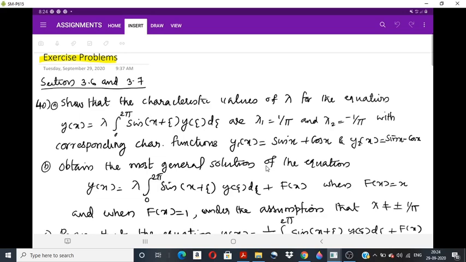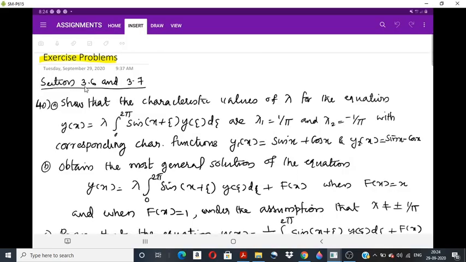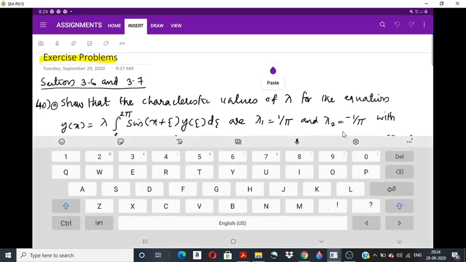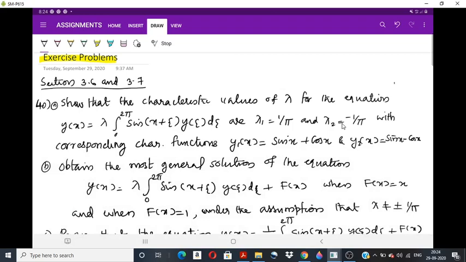The first case we have to solve is: show that the characteristic values of lambda for the equation y of x is equal to lambda integral 0 to 2 pi sine of x plus theta y theta d theta are lambda 1 equal to 1 by pi and lambda 2 equal to minus 1 by pi, with characteristic functions y1 of x is equal to sin x plus cos x and y2 of x equal to sin x minus cos x.